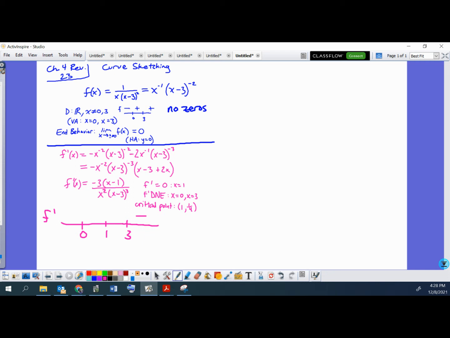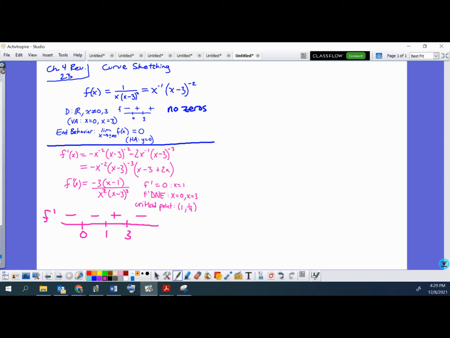And then do I get sign changes? At 3, I do because that has an odd power. At 1, I do because that has an odd power. It's just the first power. At 0, I do not because that has an even power. Whoops, I was about to write plus, but that should be minus. Okay, so that's my sign chart on f prime.